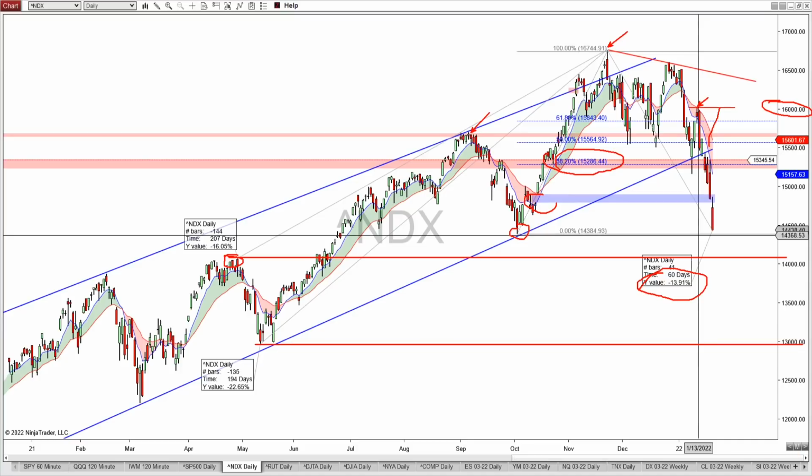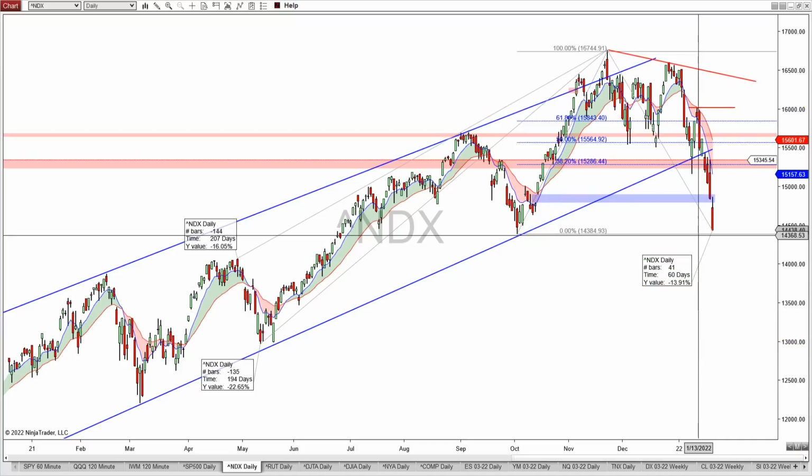So for next week, the scenario that we'll keep an eye on would be to see if it would be able to hold this level here at 14,385 to see if it would get a bounce back up to this level at 15,345. And if it doesn't, and it continues to come down, then we essentially need to see if it would be able to hold this 14,000 level. If it breaks below the 14,000 level, then look out below.